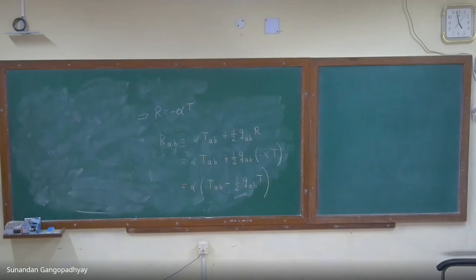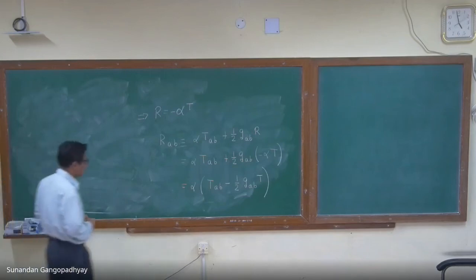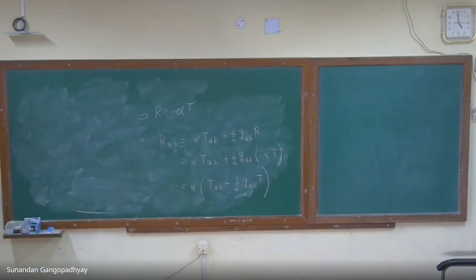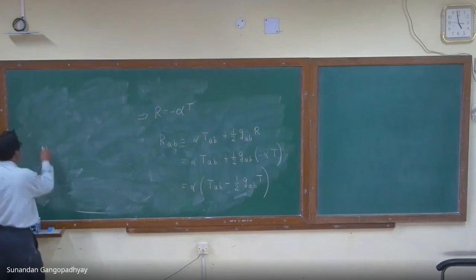Now the last step, as I mentioned earlier, is to determine this factor alpha. To determine this factor alpha, we need to see whether the proposed equation, this is our proposed equation, reduces to the Poisson equation. We have to check whether this equation reduces to the Poisson equation. So let us now assume that the matter described by this energy momentum tensor, T_AB, consists of static dust particles. So what do I mean by that?